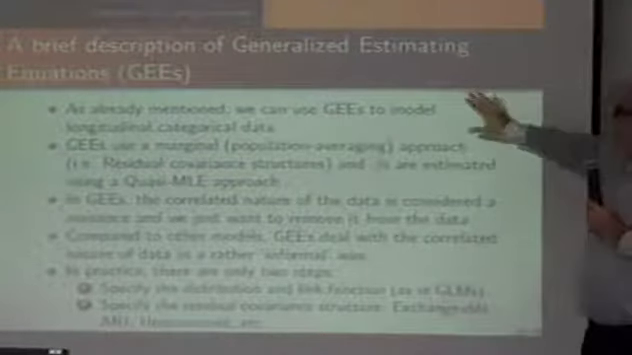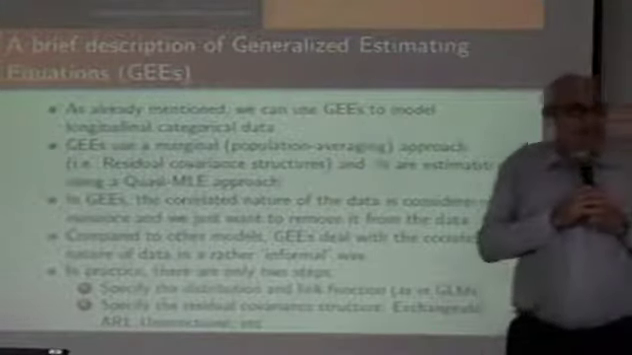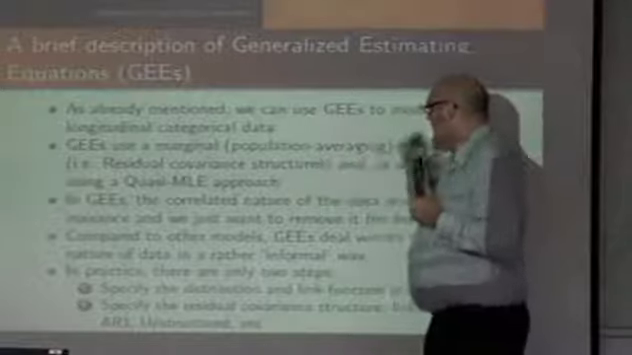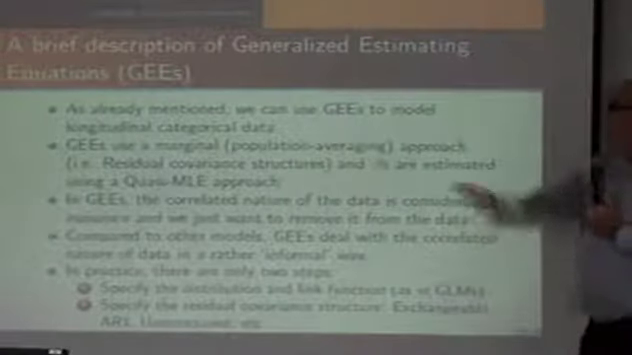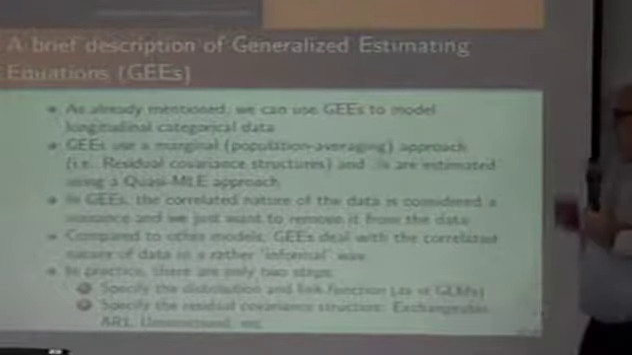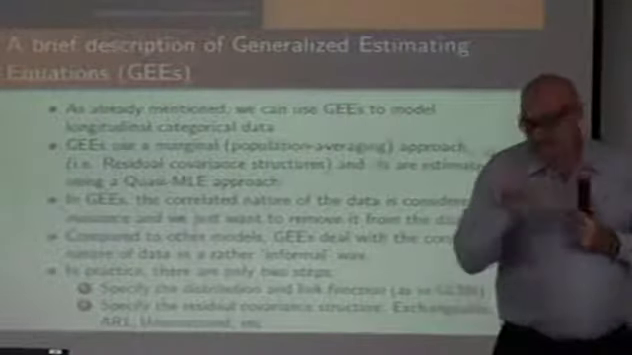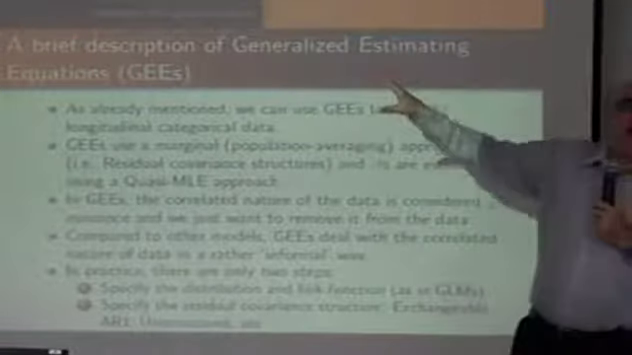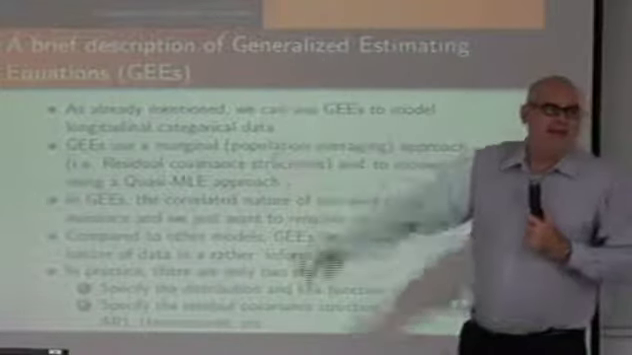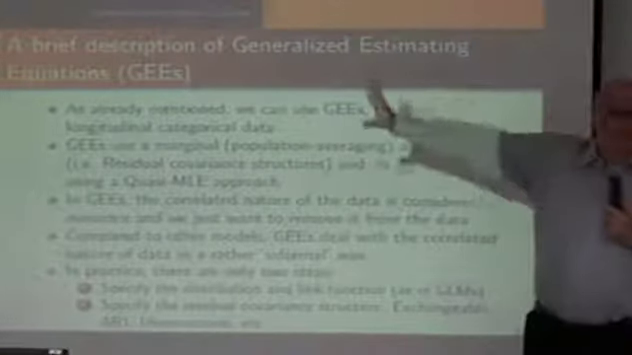Okay, GEEs can be used to model longitudinal correlated data. They use a marginal population averaging approach, and betas are estimated using quasi-maximum likelihood estimation. In GEEs, the correlated nature of the data is considered a nuisance, and like all marginal models, it's just thrown into the error term. Throw it into the error term, deal with it there. As long as I don't have to worry about it, that's fine. Okay? And that's the marginal model philosophy. Just get it away from me, basically.